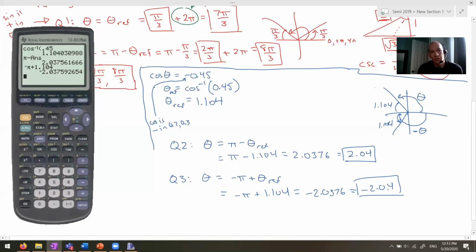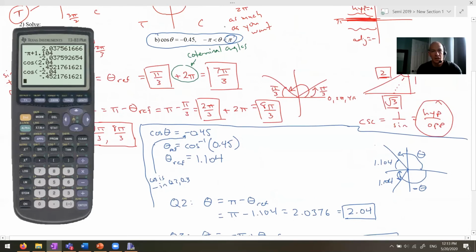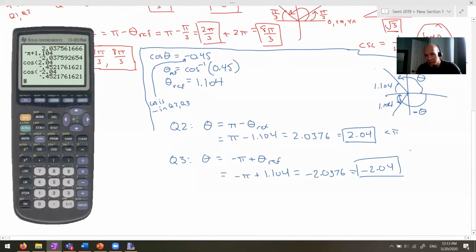And if you'd like to check your work, especially for this question, I can go cosine of 2.04, and when I push equals, I expect I should get negative 0.45. Close enough, and again, because my rounding sucked, I'm not getting the exact value, and if I do that, I should also get negative 0.45. Cool beans. Okay, so that's it, right? We better just double check our domain restriction, negative pi to positive pi. This is less than positive pi, and this is greater than negative pi, so everything checks out.